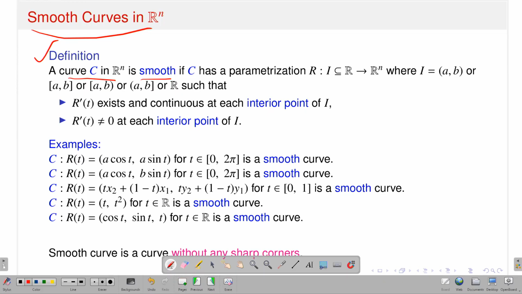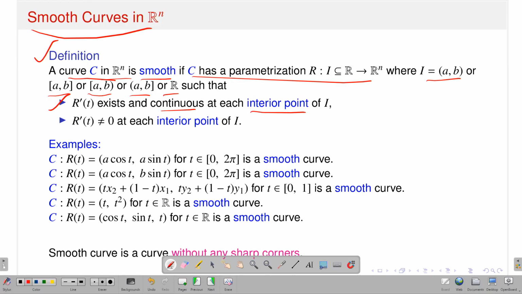Now, once I talk about a curve, it will have a parameterization, right. Suppose a curve C in Rn is smooth if C has a parameterization R, say from a sub interval I subset of R to Rn, where I is an open interval (a,b) or a closed interval [a,b] or left open right closed, left closed right open, or the full interval R, such that the following 2 conditions are satisfied. What about the first condition? That means the derivative of R should exist and it is continuous at each interior point.